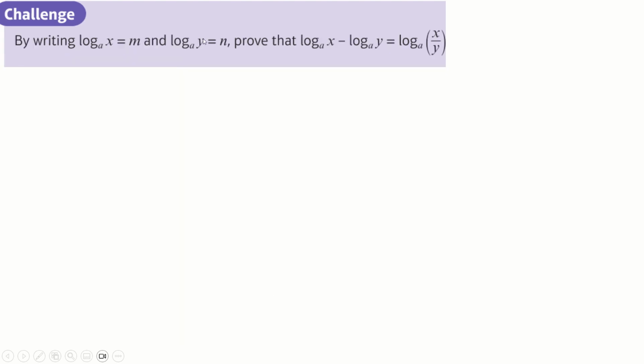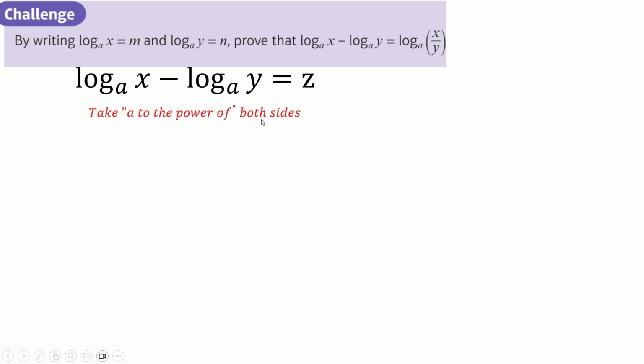I actually didn't bother doing it like this. I proved it in a way that I proved it in a previous video, because I couldn't be bothered to retype anything. So I just let this equal z. You can take a to the power of both sides here. And when you do that, just take a to the power of everything over on this left side, and then a to the power of z over there.